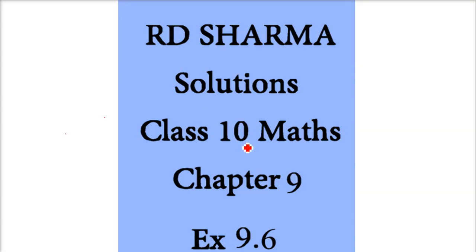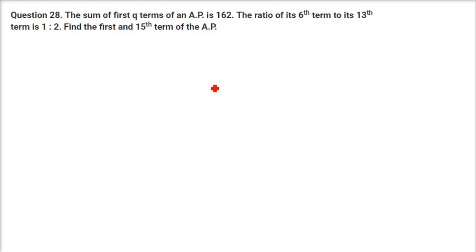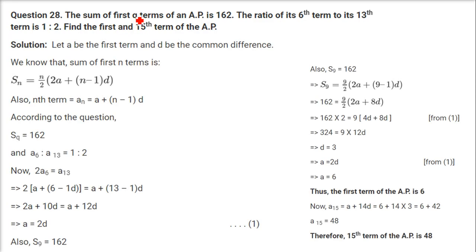We are taking R.D. Sharma solution, class 10 maths, chapter 9, exercise 9.6. The sum of first Q terms of an AP is 162. The ratio of 6th term to its 13th term is 1:2. Find the first and 15th term of an AP. So this is not Q, this is actually 9 terms. So sum of first 9 terms is 162.